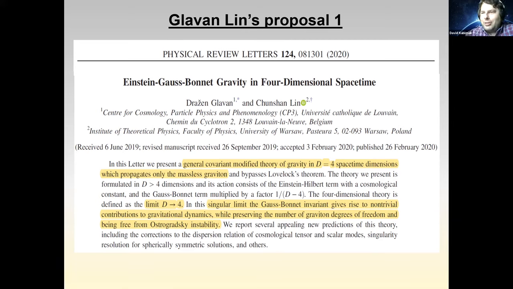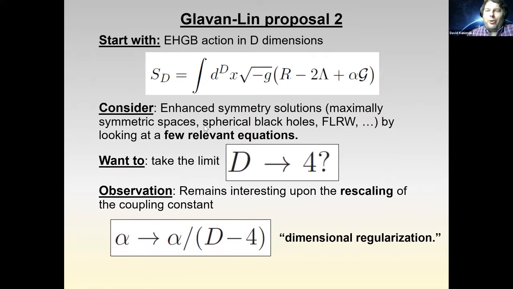Of course, we should never trust PRL papers. Not all of them are correct. So more concretely, what they do is start with the Einstein-Hilbert-Gauss-Bonnet action in D dimensions. Sorry, I switched from small d to capital D here. It should be the same thing.